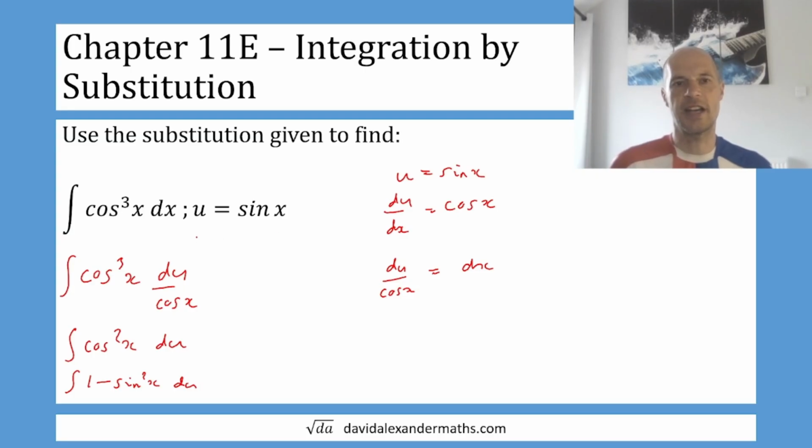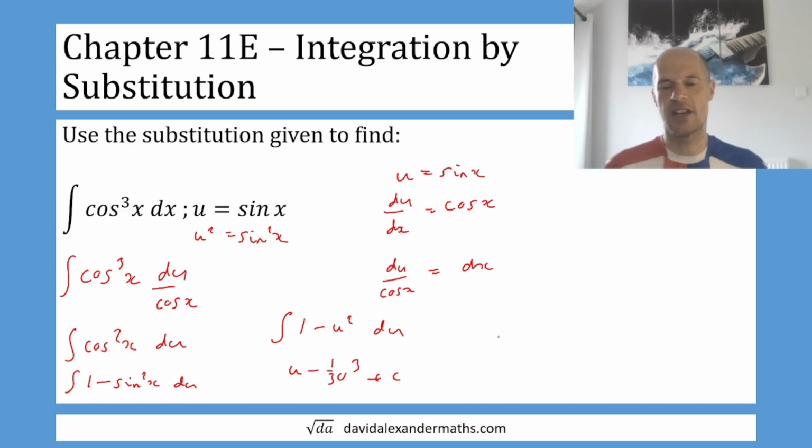And if u is sine x, then that means that u squared is sine squared x. So what I'm integrating is 1 take away u squared du. So now I can integrate this because we've got a du and everything is in terms of u. So that would be u minus 1/3 u cubed plus c. And remember, u is sine x. So the integral will in fact be the sine of x minus 1/3 sine cubed x, or sine x all cubed, plus c. And we're done.